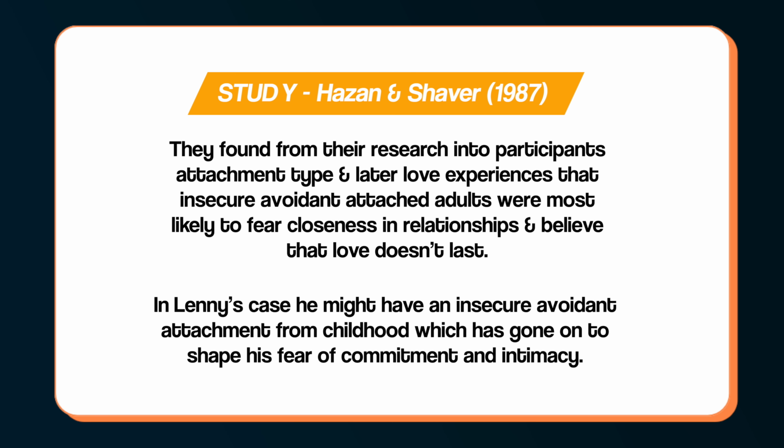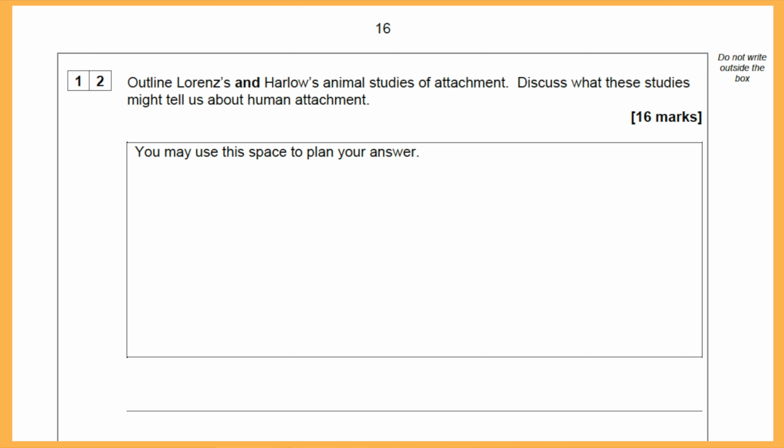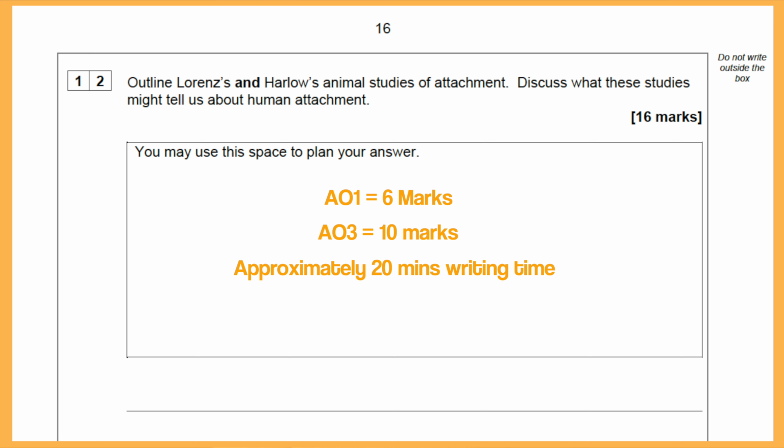And finally, question 12 says, outline Lorenz's and Harlow's animal studies of attachment. Discuss what these studies might tell us about human attachment. 16 marks. This is a 16-mark essay, so the marks are divided up into 6 marks for AO1 and 10 marks for AO3 evaluation. You have around 20 minutes to write this, so you're looking for 2 to 3 paragraphs of AO1 and 3, possibly 4 paragraphs of AO3 if you have the time.